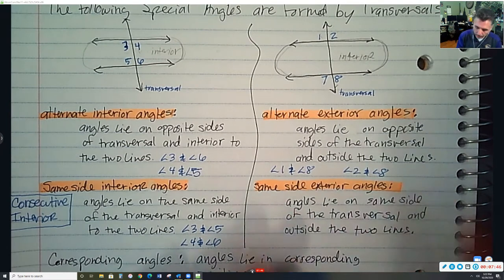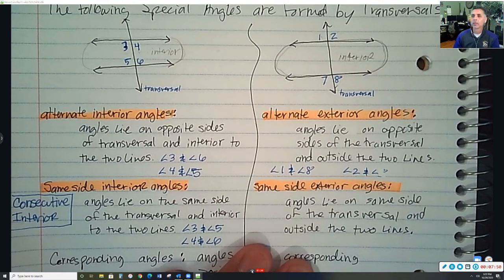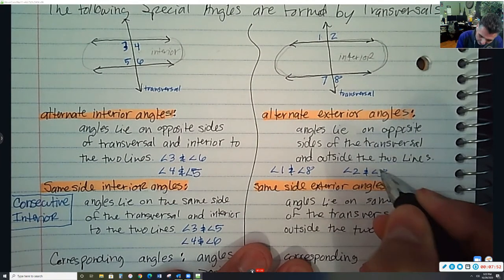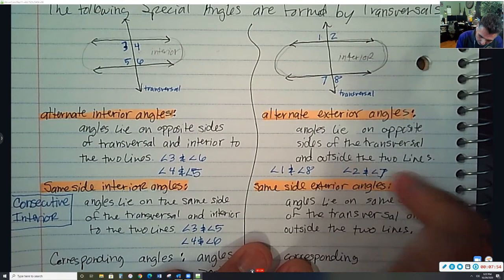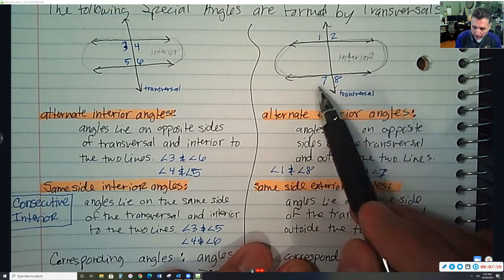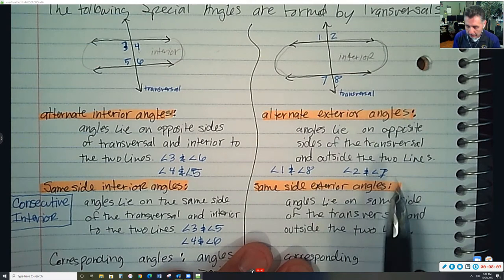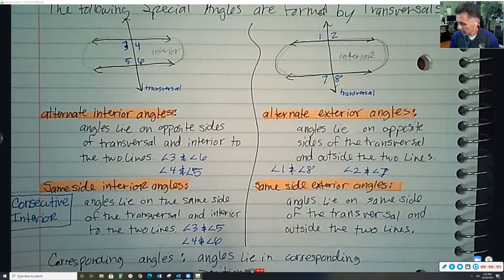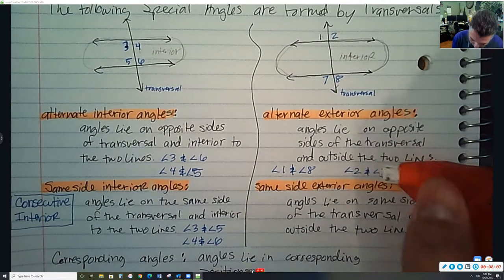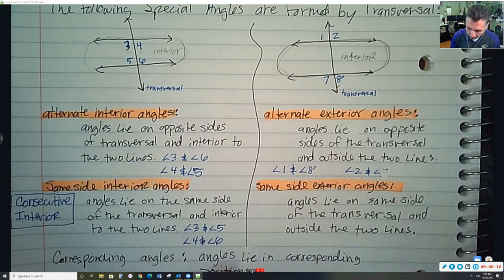I wrote that wrong, huh? You guys weren't going to tell me? I'm joking. So 2 and 7. 2 and 7 are alternate exterior, and then 1 and 8. That's a 7. Let me write that a little bit better. I don't like that. See, now this video is going to be long because of that.